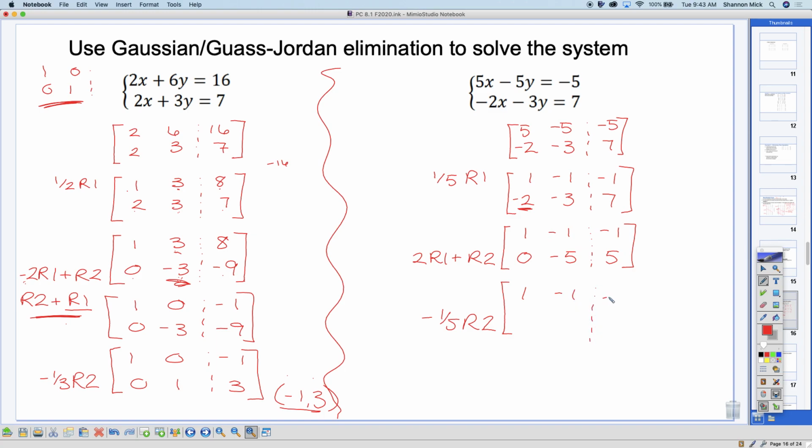Are you lining up your augmented lines? Make sure you work on that. Okay, did you get 1, negative 1? Yes. Okay, so I got 0 in column 1. Now I need to get 0 in column 2. Now you can combine them. So now all I have to do is what? Combine them. Add row 2 plus row 1.